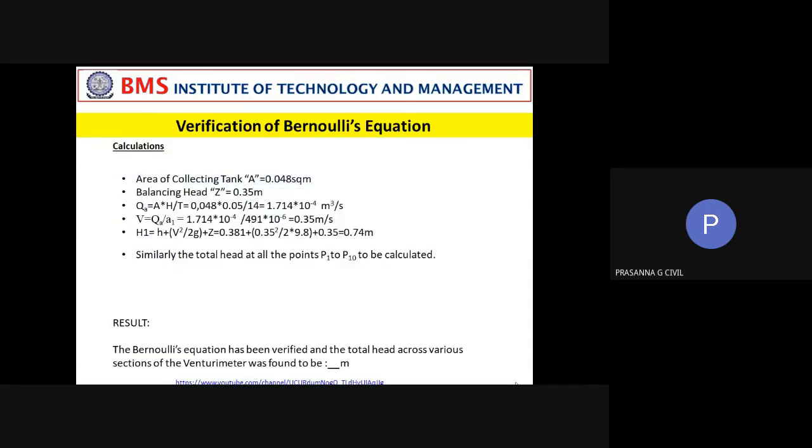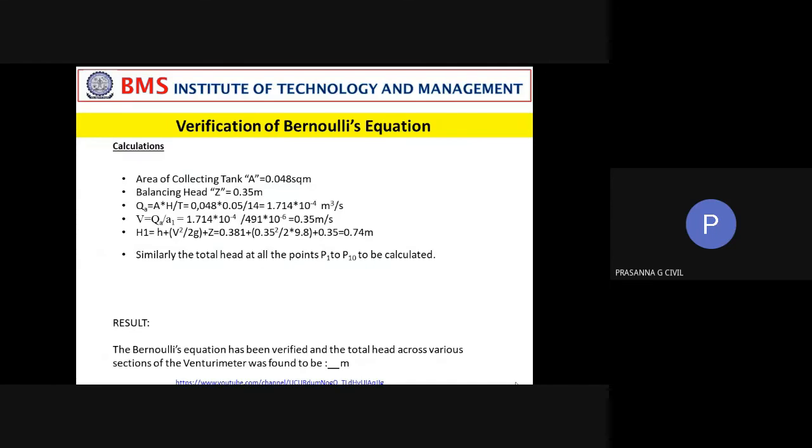So here, calculations: area of collecting tank was 0.048 meters square. The balancing head used was 0.35 meters. The actual discharge was computed as 1.714 into 10 raised to minus 4 meter cube per second. So the velocity in the first point will be calculated as Q actual divided by the area of cross section at point 1 as given by the manufacturer, and it was computed as 0.35 meter per second.